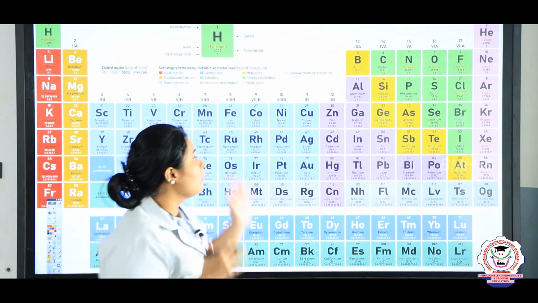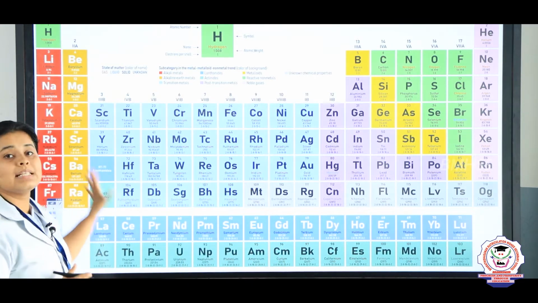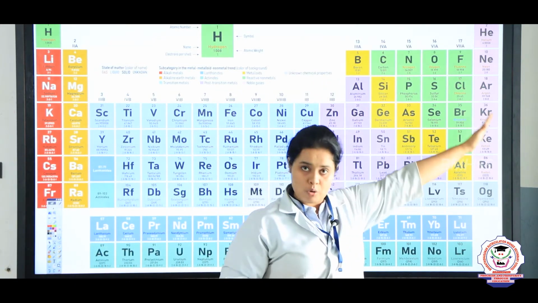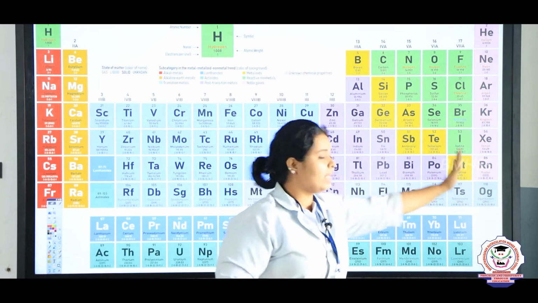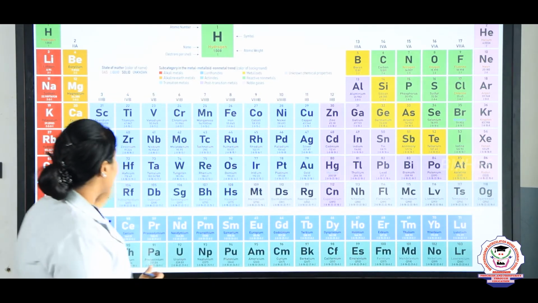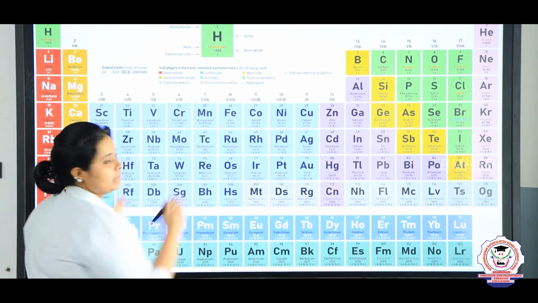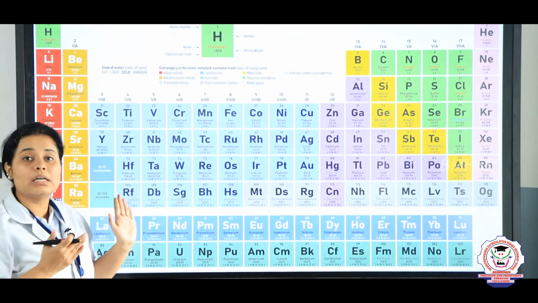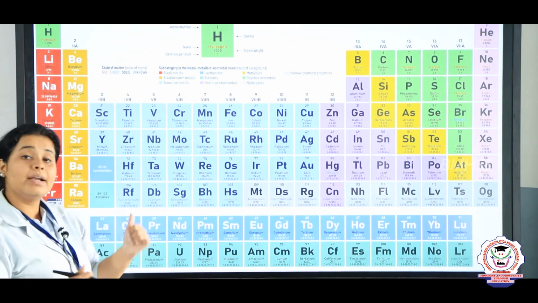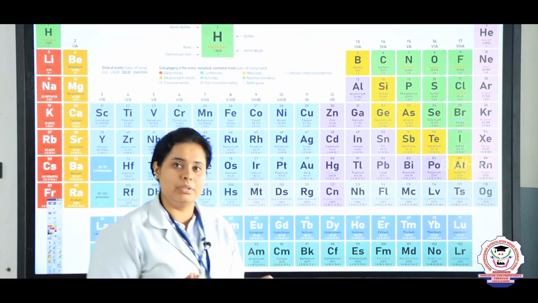But before that we should know that the first two rows here are known as S block elements. That side, from B, that is boron, to helium, these elements are known as P block elements, and in the same way the center part, which is 10 elements, is known as D block elements, and finally there are F block elements, and in total there are 118 elements present in the periodic table, right?